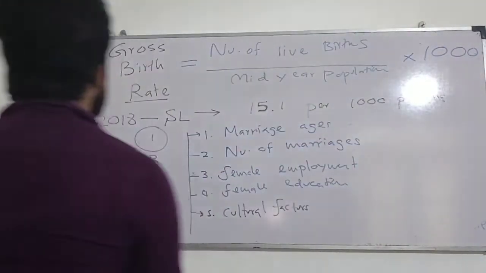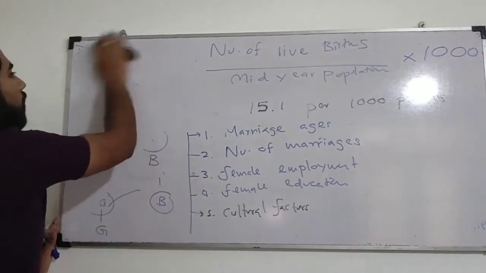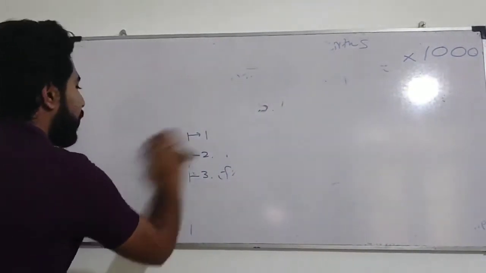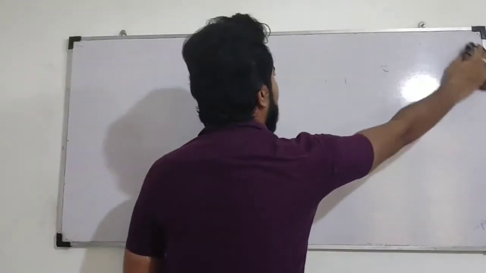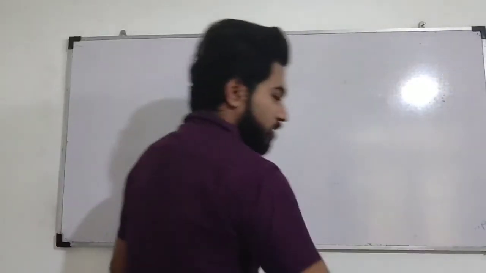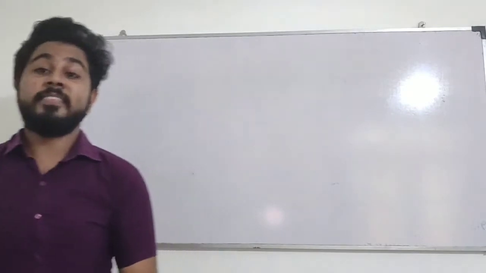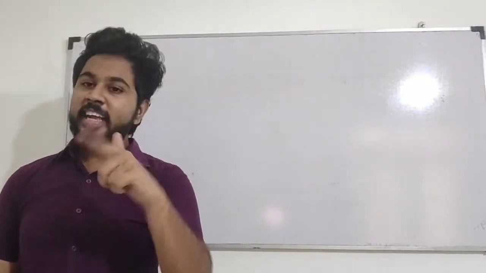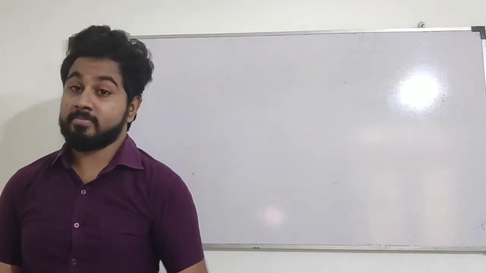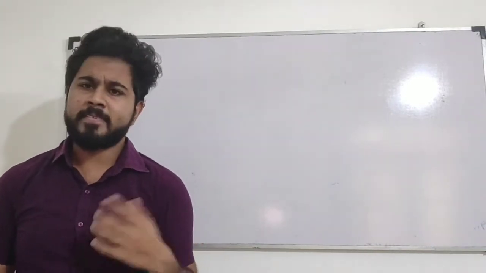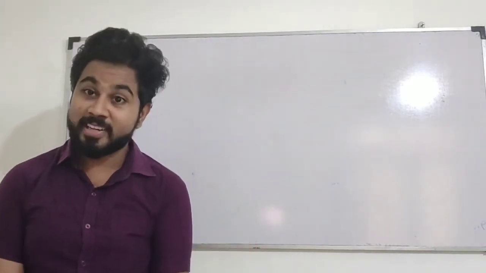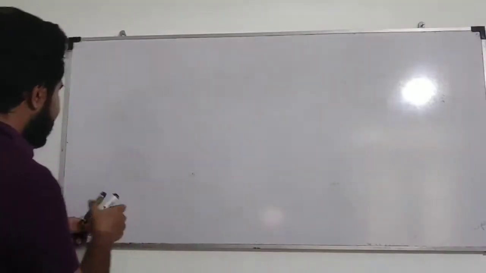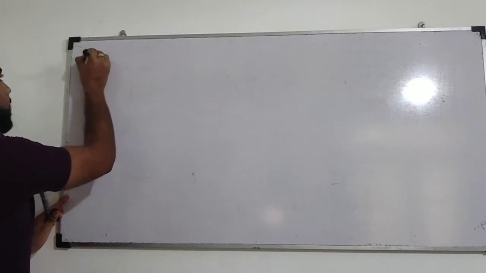Okay. We'll go to the second ratio, that is gross death rate. Yes. Now we'll focus on gross death rate. We have focused on fertility, and the concept related to fertility was gross birth rate. Next we'll focus on mortality. Mortality, it's death cases. Not a thing to be happy about.